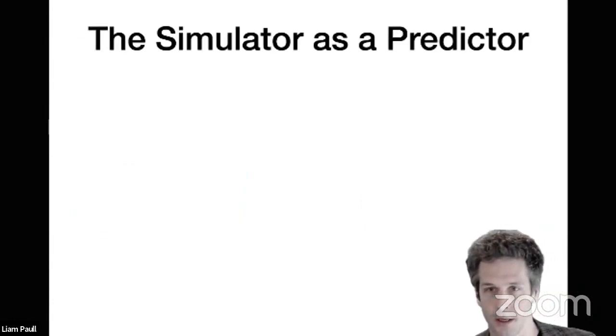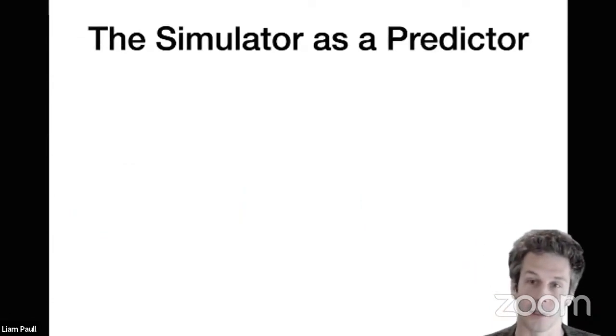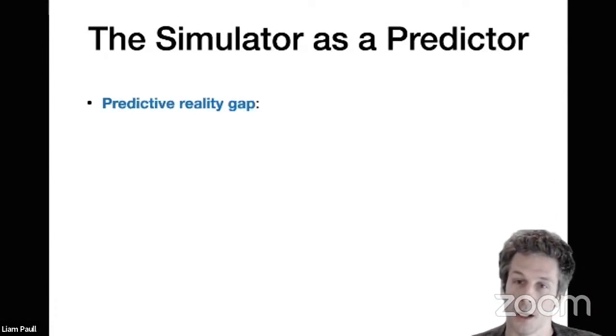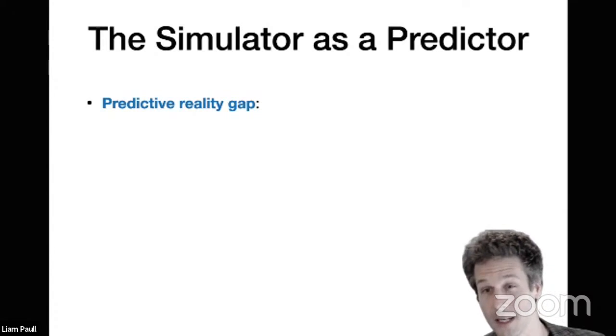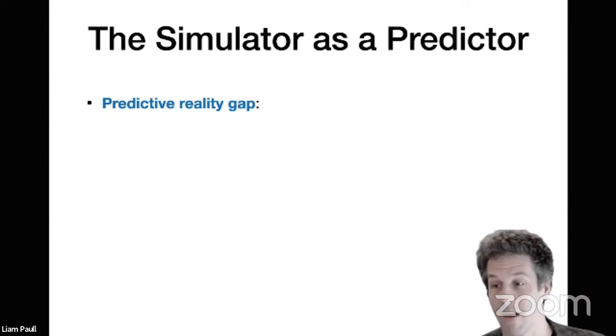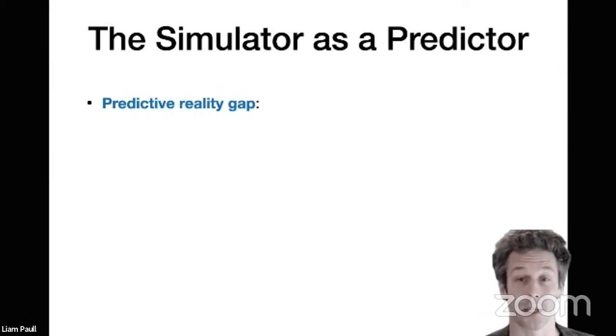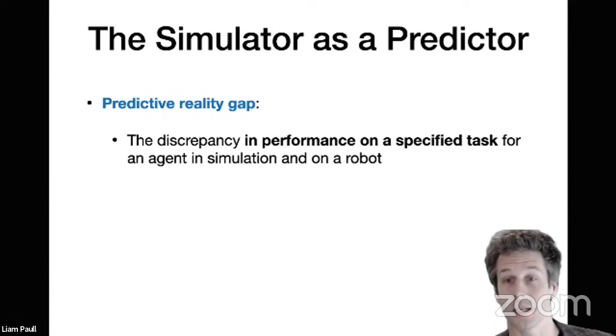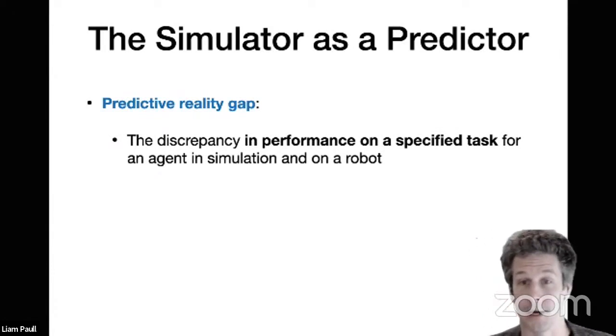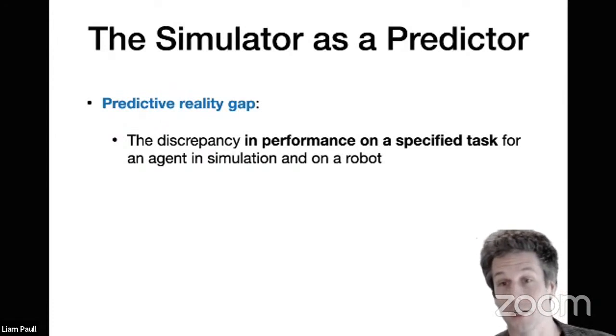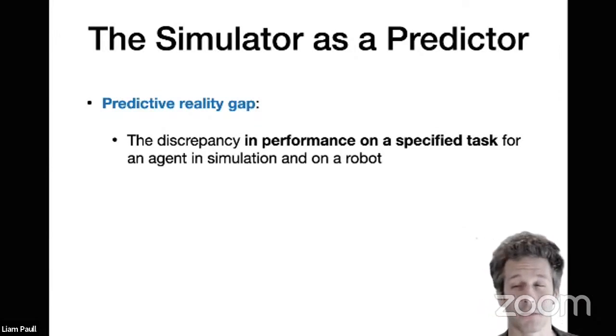So in the first case, considering the simulator as a predictor, I argue that we actually don't care about the pixel-wise difference between the sensor output. What we really care about is, how good is it at predicting the value in the metric that we actually care about for the task. So I call this the predictive reality gap, and it's quantified by the discrepancy in the performance on a specific task. So now we have this metric that's actually conditioned on a task, and I think that makes complete sense.